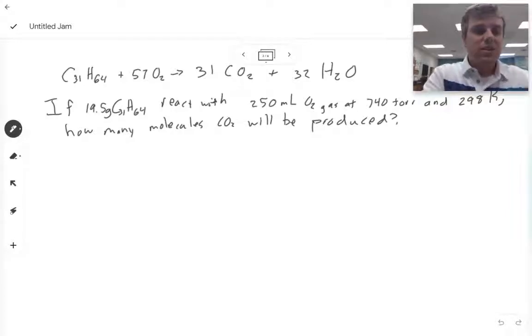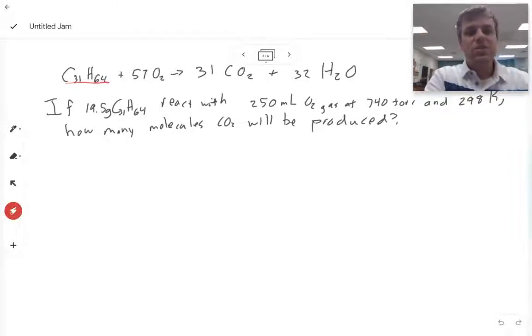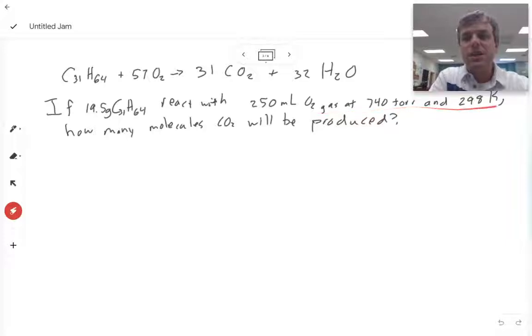It's a complicated looking one. It says C31H64 plus 57 oxygens make 31 carbon dioxides and 32 waters. C31H64 is one of the ingredients in, say, candle wax. And then the problem says if 19.5 grams of C31H64 react with 250 milliliters of oxygen at 750 torr and 298 kelvins, how many molecules of carbon dioxide will be produced?